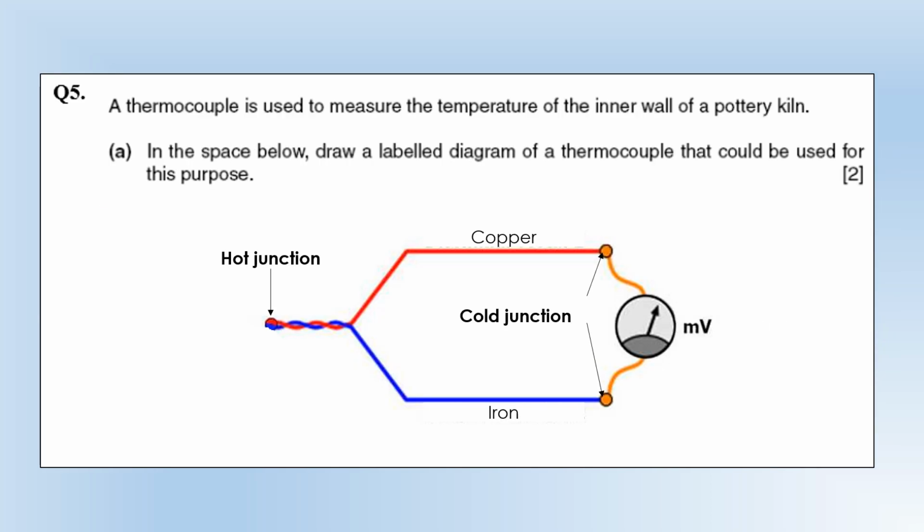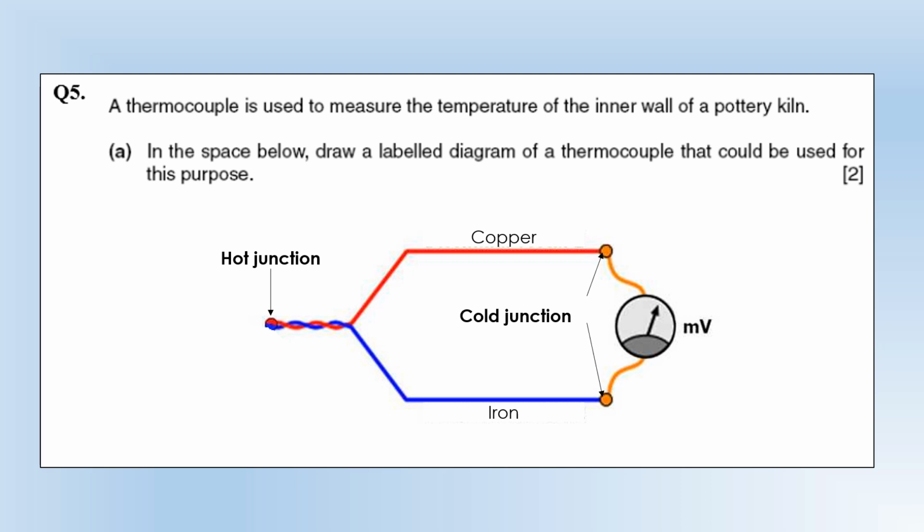Okay. So we've got a thermocouple that's going to be used to measure the temperature of the inner wall of a pottery kiln. In the space below, draw a labelled diagram of a thermocouple that could be used for this purpose. So there are essentially a few key features of a thermocouple. You have the point where the two materials are joined together, which is what we call the hot junction, and that's where you'll actually measure the temperature of something. So you would put that on the wall of the pottery kiln.